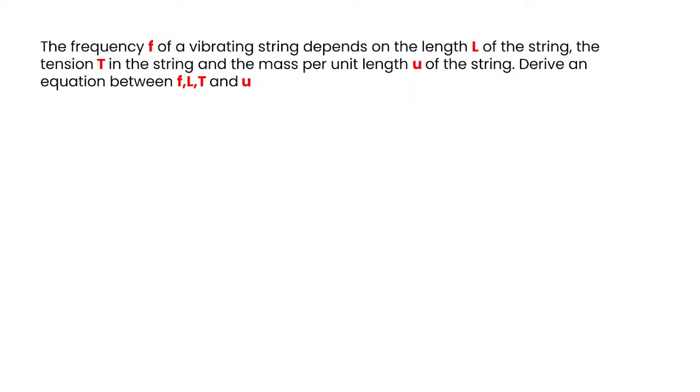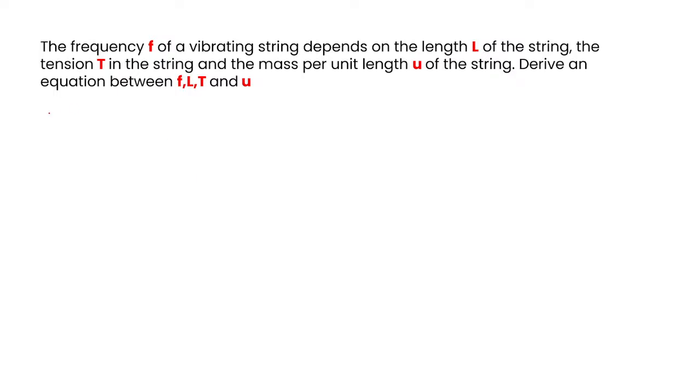So we have the frequency f of a vibrating string depends on the length L of the string, the tension T in the string, and the mass per unit length mu of the string. We are to derive an equation between the frequency, the length, the tension, and the mass per unit length, which is mu, for this particular question. So this is the question that we have. Now, this is also simple. We just look at it like what we did in the previous example, and we don't have any problem. All right, so let's dive in and look at the solution to this particular problem.